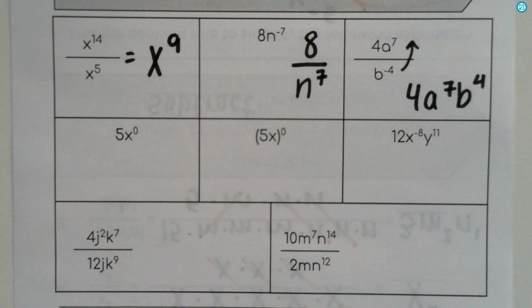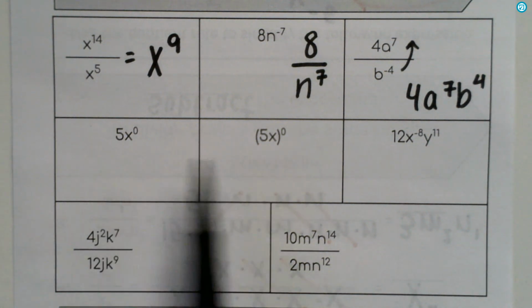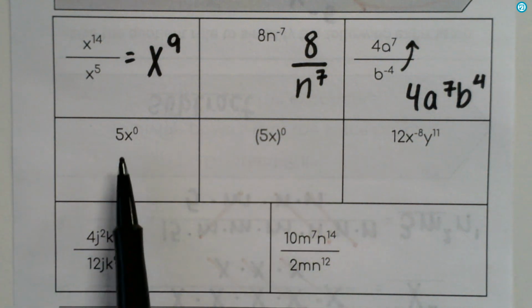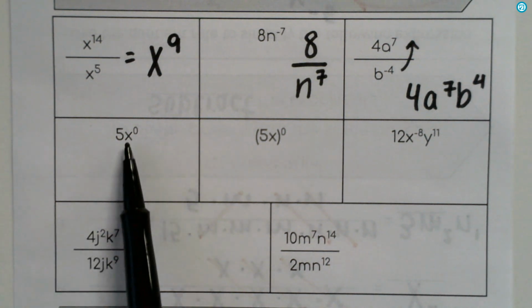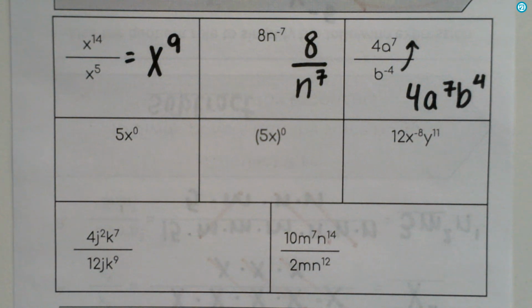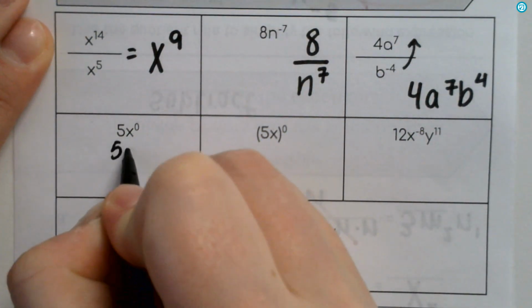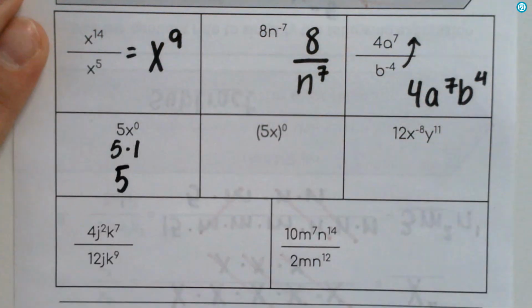All right, the next two are super similar. What is different about the next two? One has parentheses. So this first one here, the only thing being taken to the 0th power is the x. So if the only thing being taken to the 0th power is the x, then the 5 is still there and is still a normal 5. So the 5 would still be a 5, x to the 0th would be 1, so we would do 5 times 1, which equals 5 as my final answer here.